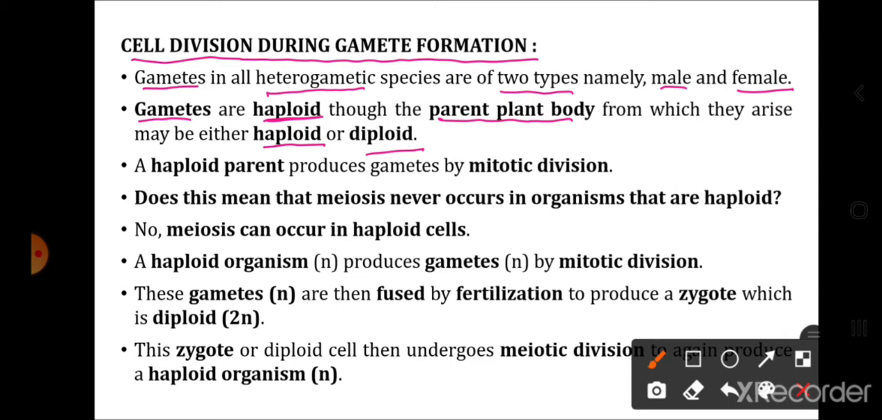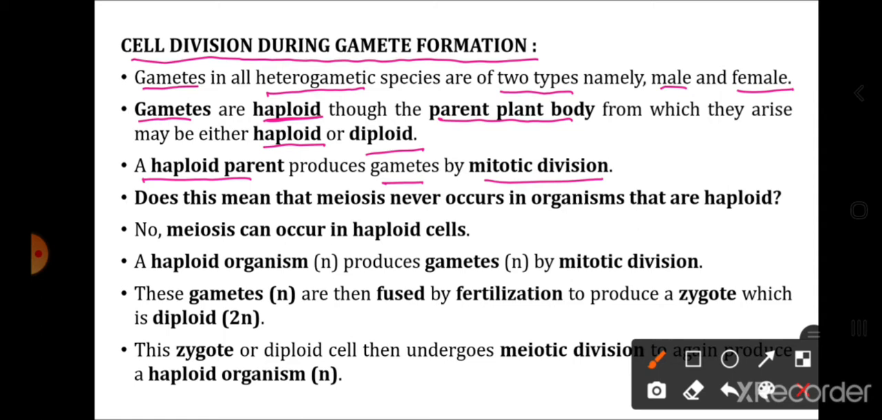Keep this in mind. The organism which produces the gamete may be haploid or diploid, but gametes are always haploid. So if the organism is haploid and is producing the gamete, it will undergo mitotic division. And if the organism is diploid, then it undergoes meiotic division to produce the haploid gametes. A haploid parent produces the gametes by mitotic division. So, a very important point: how does the haploid organism produce the gamete?